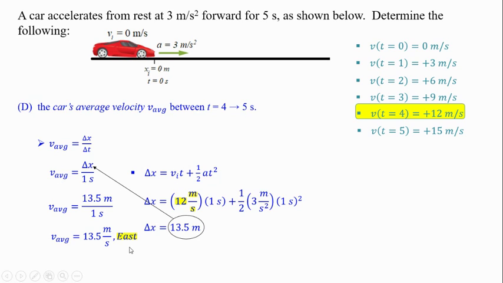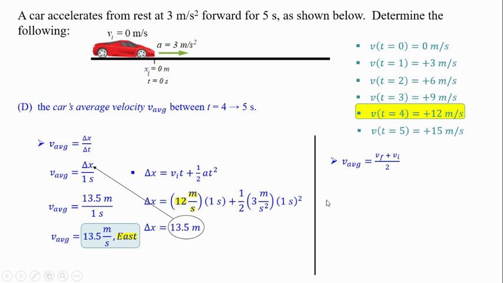And I want to include the direction for this particular part because it asks for average velocity, which is a vector. Okay, and I don't see the word magnitude being used, so I want to go ahead and include the direction. Again, you can write to the right or you can use the plus sign if you like. All right, we can do the same strategies as we've done the first few parts.